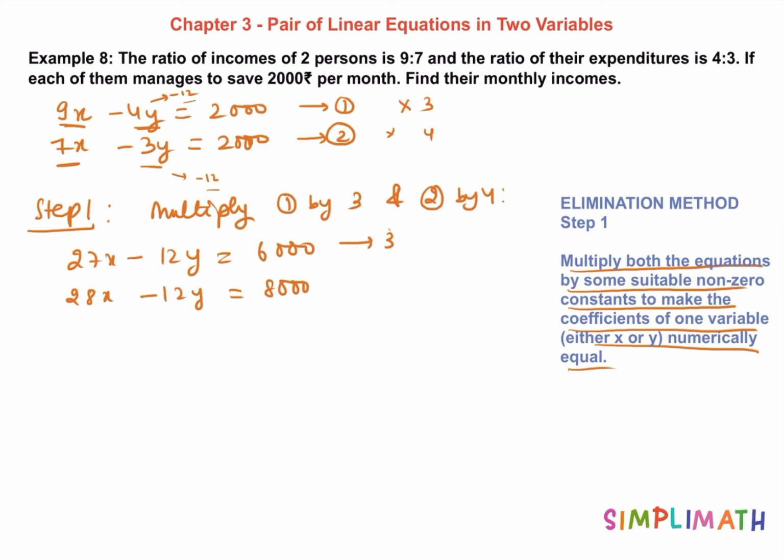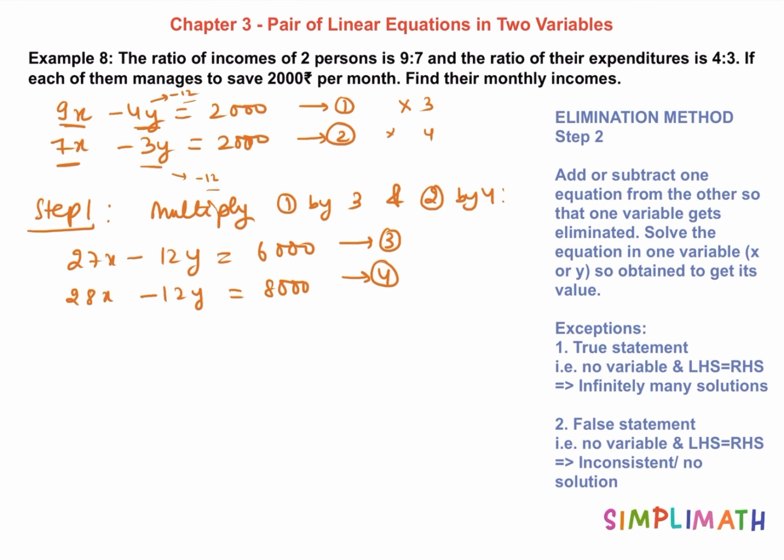Let these be equation 3 and equation number 4. Now step 2 of the elimination method says to add or subtract one equation from the other so that one variable gets eliminated. Solve the equation in one variable so obtained to get the value. Now if we note one thing, that the coefficient of y in both equations, equation 3 and equation 4, is same. So what do we have to do so that the variable y gets eliminated?